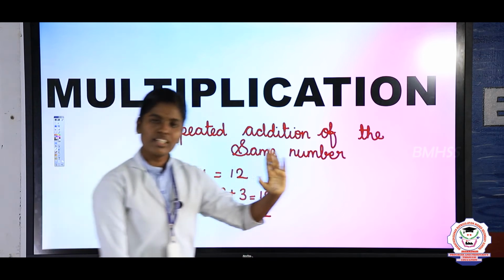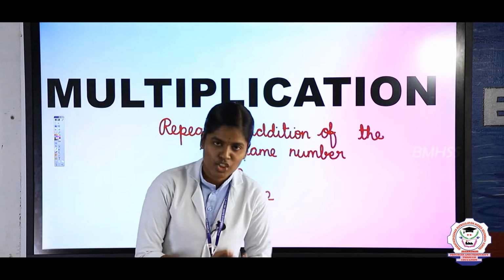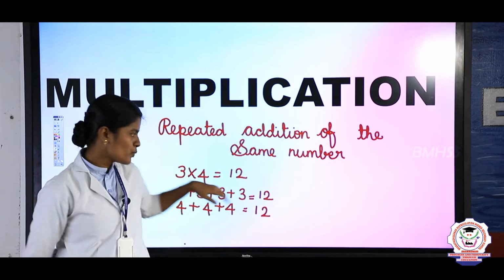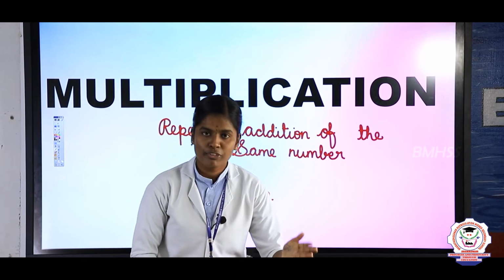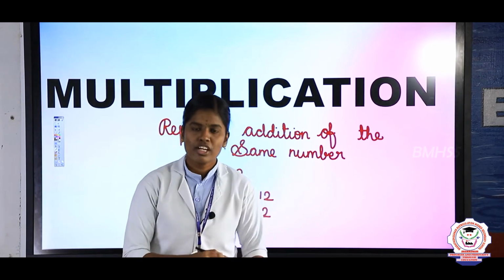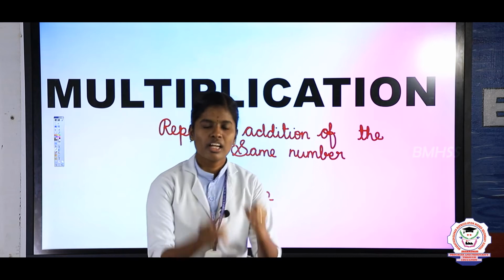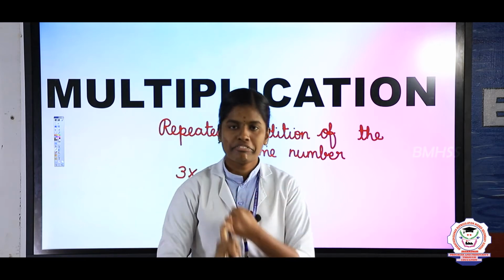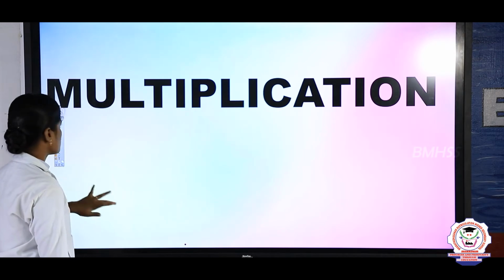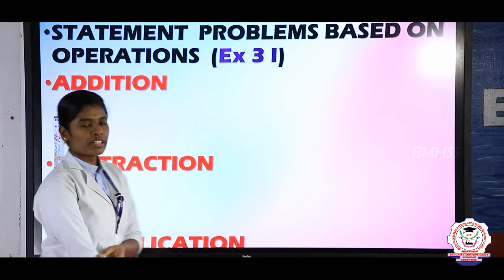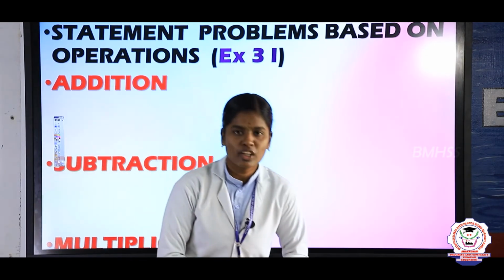So multiplication means a repeated addition of the same number. The first one is, for example, 3 4s are 12, that means 3 times of 4 or 4 times of 3. So the answer is 12. Okay. Today we are going to see part 5. So today's topic is statement problems based on the operation.